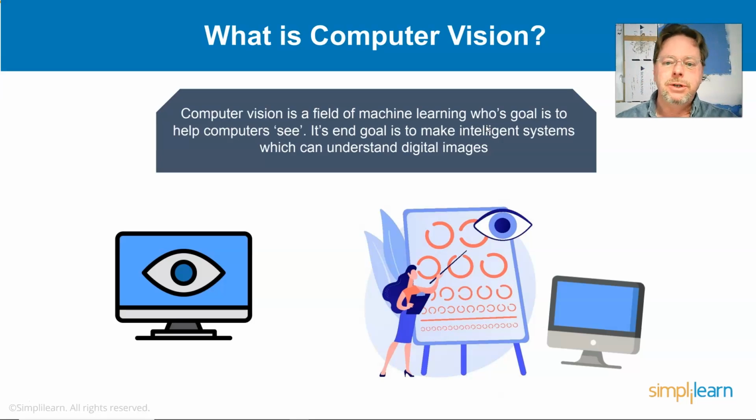Computer vision is a field of machine learning whose goal is to help computers see. Its end goal is to make intelligent systems which can understand digital images. There are all kinds of different examples, from handwriting identification to categorizing pictures, like is that a dog or a cat in the picture. Those are all part of computer vision. The new automated cars, being able to drive down the road, usually use aspects of computer vision to do that for our AIs.